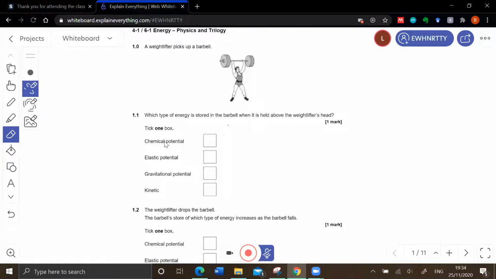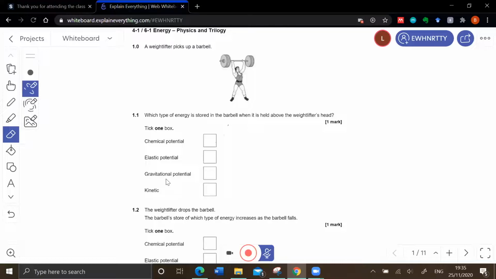The chemical potential, as its name suggests, is stored in chemicals. Things like batteries or fuel, if you're burning it, that would be chemical potential. So not a battery, you're not burning anything, unlikely to be chemical. Elastic potential, again, has a nice name to it. Elastic is if something is stretchy. There isn't anything stretchy going on here. An elastic band or a bow and arrow would be elastic potential, so nothing like that is happening here.